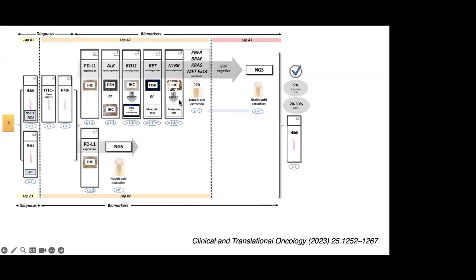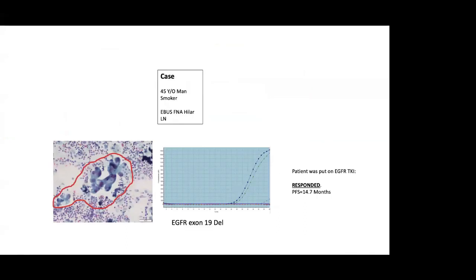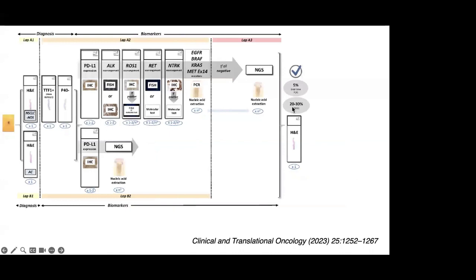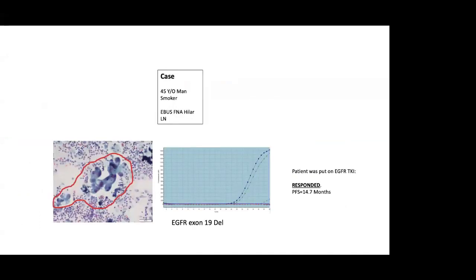RET is again a fusion, and NTRK is again a fusion. For RET we don't have IHC, but for NTRK we do have IHC, and that can be used as a screening test. And then if all are negative, NGS can be tested, but it all depends on which setup you are working or practicing in, what the resources are, what the infrastructure is. Depending on that, all these biomarkers can be tested, and tumor tissue can be utilized. For real-time PCR, even 5% tumor is okay, but for NGS, at least 20 to 30% tumor content should be available.